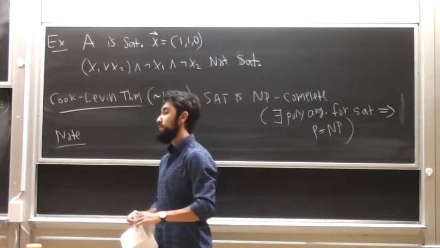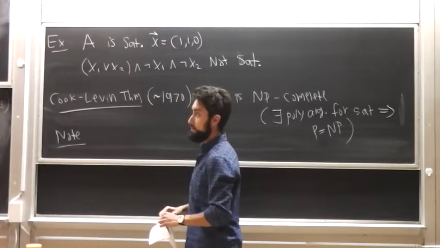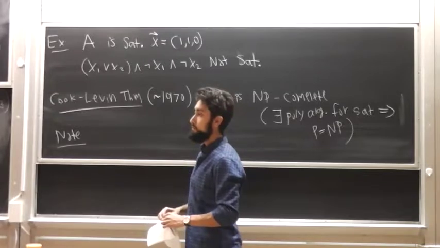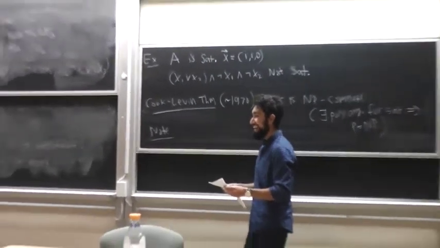What do you mean? You're talking about this part? No, polynomial is in the length of f. It's polynomial not in n, but in m, the length of the formula. What you want is a polynomial time algorithm in m, the length of the formula, not in the number of variables. Okay. So is that clear? Okay.